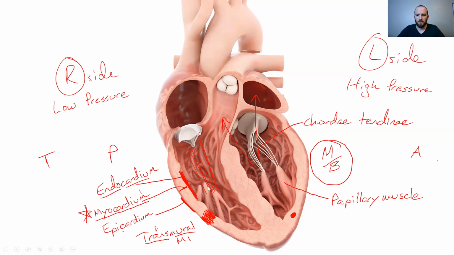All right, so I think there's some questions. Let's see. All right, so Anthony says, try before you buy for the order of the valves. Tricuspid before bicuspid. Try something before you buy it. That's a good one.